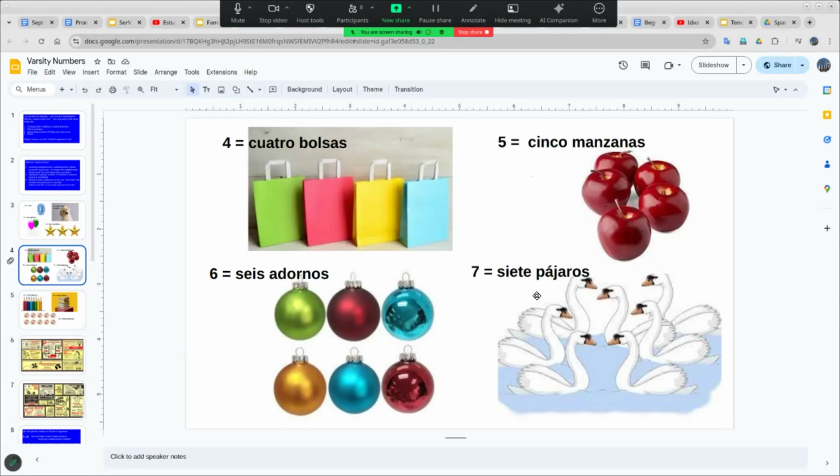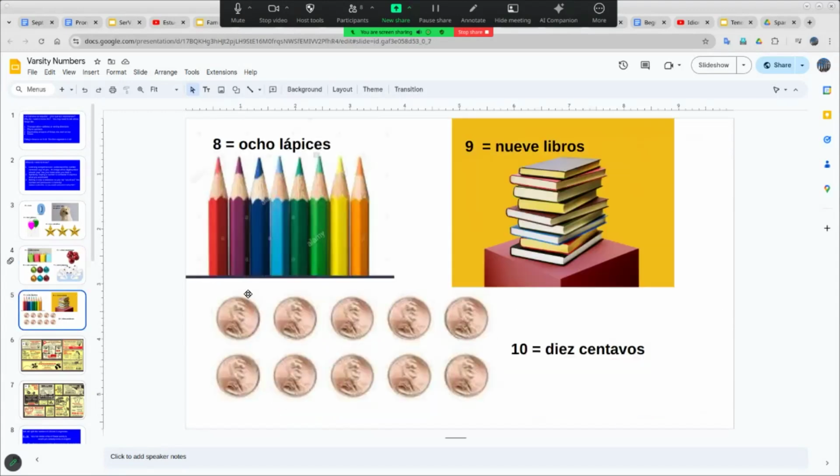Siete, siete pájaros. Siete pájaros. Seven birds. Seven swans are swimming. Sí, as the old song goes. Okay. Ocho. Ocho lápices.